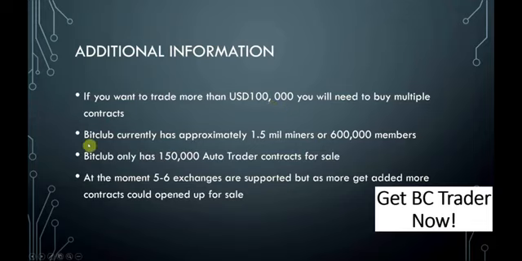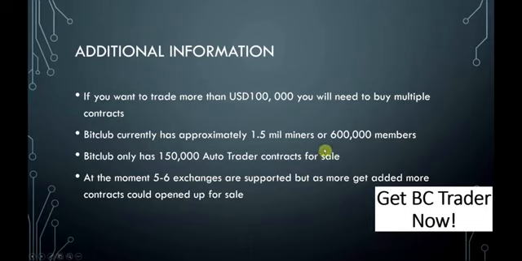All right. Now, Bitclub currently has approximately 1.5 million miners, which basically means about 1.5 million contracts, which translates roughly to about 600,000 members. Now, Bitclub only has 150,000 auto trader contracts for sale. So roughly about a fourth. So not all Bitclub members will be able to buy the trader. And I do know members that have large amounts of cash will buy several contracts. So you could have one member buying 10 or 20 contracts. That is very, very possible if they have that amount of money to actually trade.